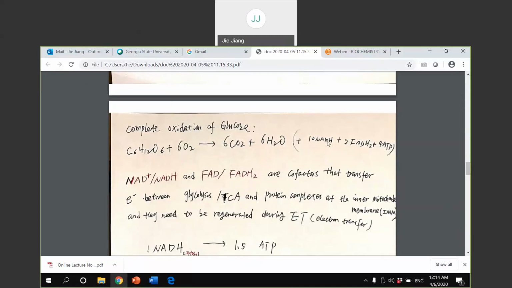10 NADH, 2 FADH2, and 4 net ATP. So why is this? That is the part you need to review if you get confused.